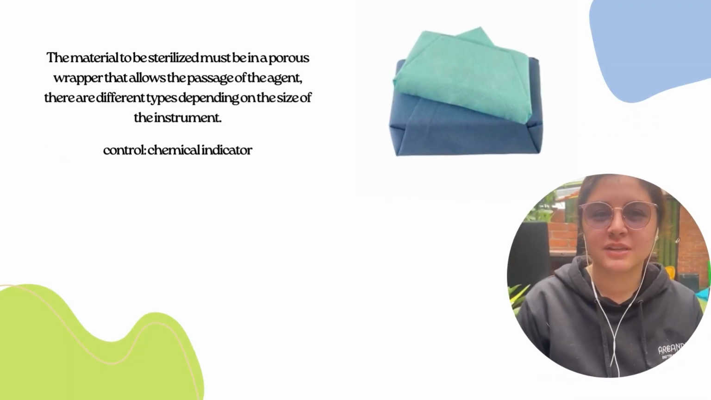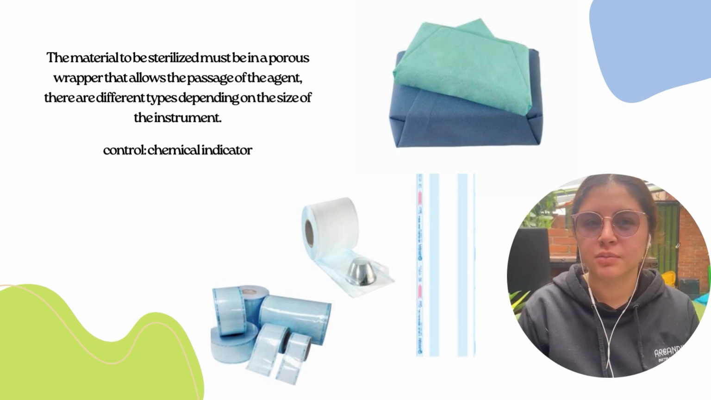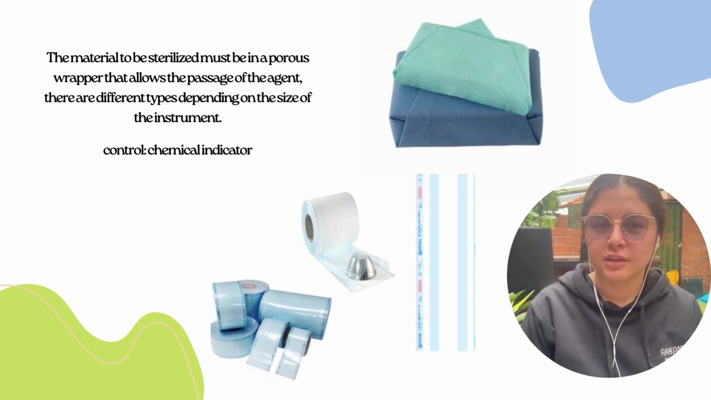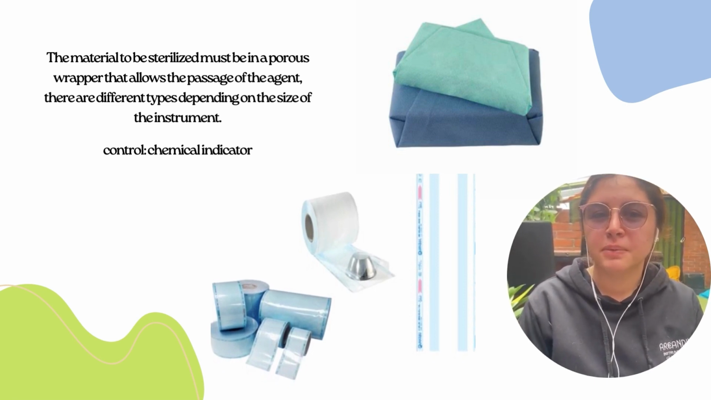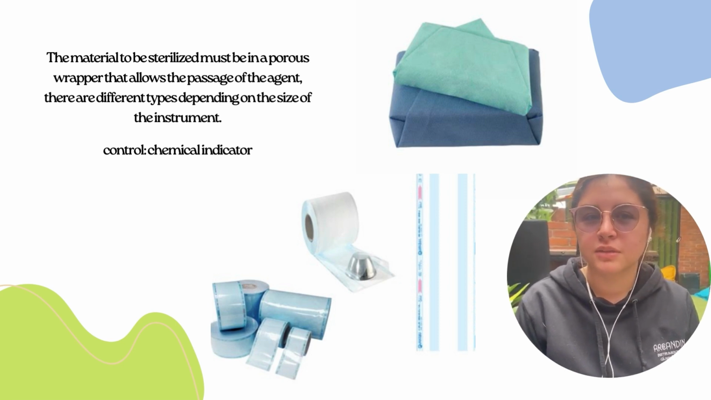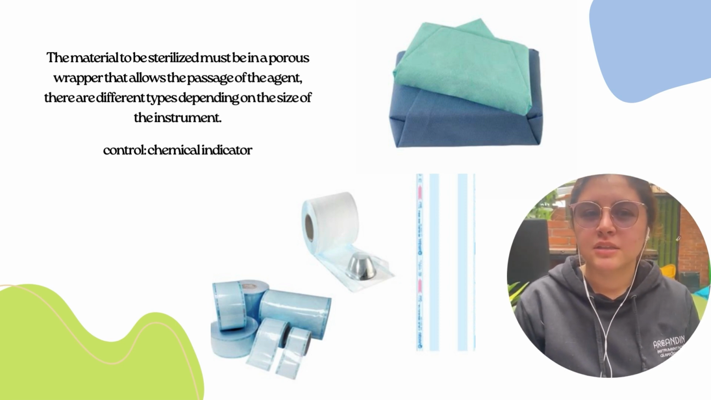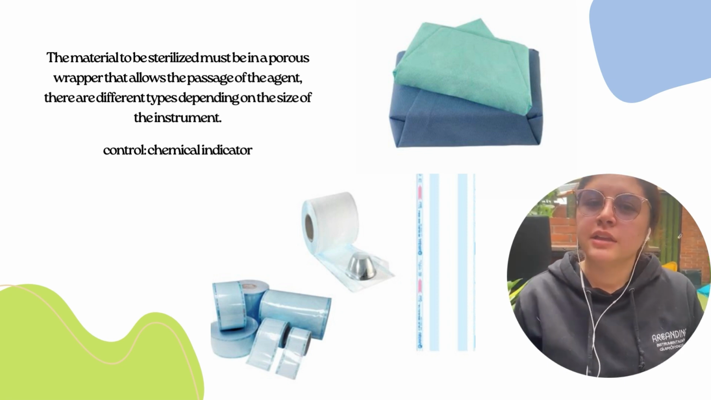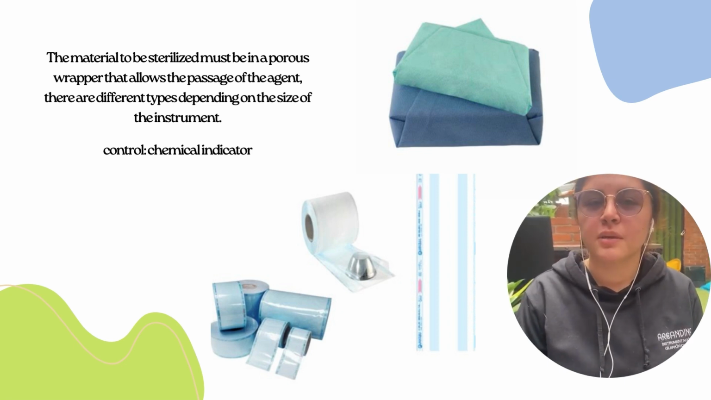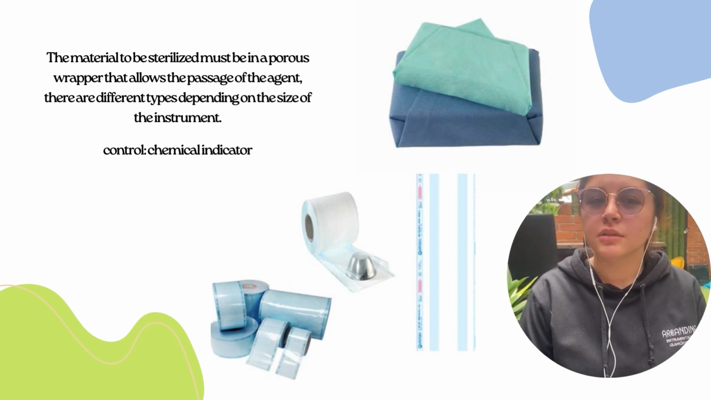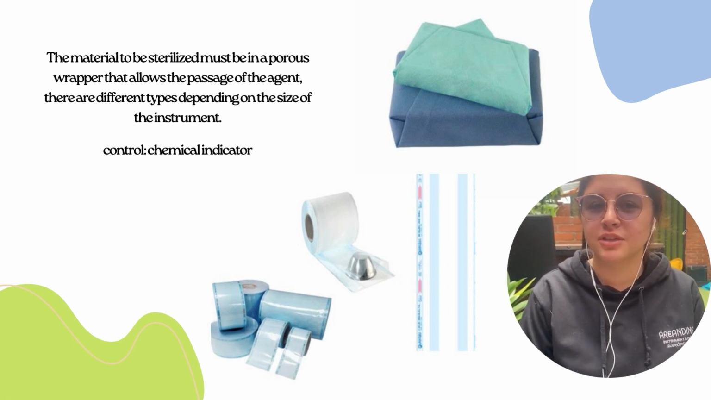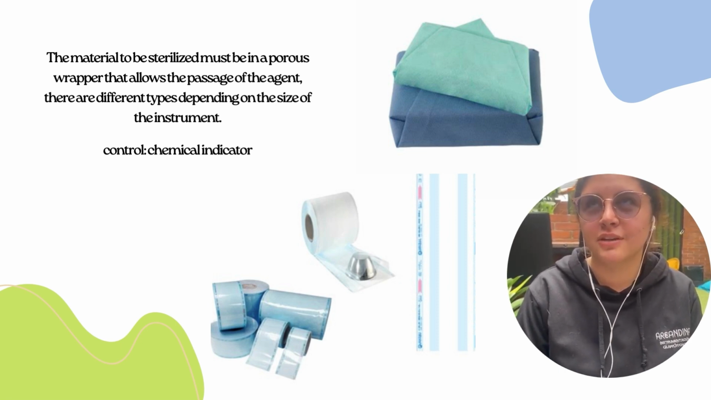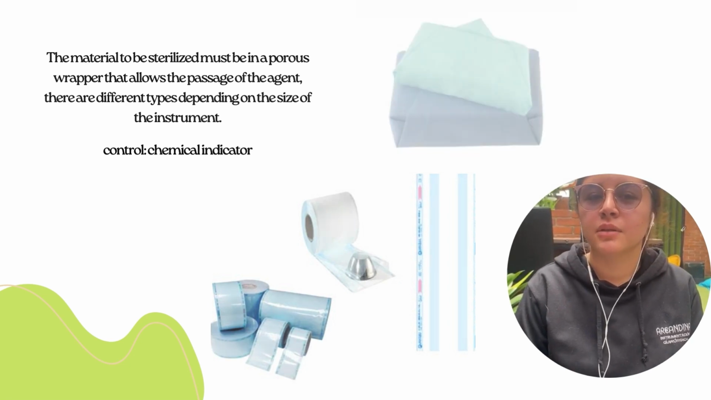The material to sterilize must be in a porous envelope that allows the passage of the agent. There are different types depending on the size of the instrument. Subsequently, a chemical control is placed in an area of difficult access to ethylene oxide. The process is carried out and the homogeneity is checked to avoid contamination of the contents. Inside, a vacuum must have been previously generated.